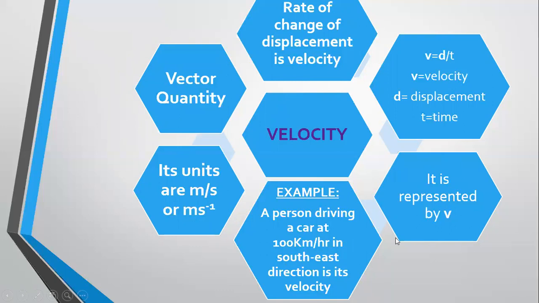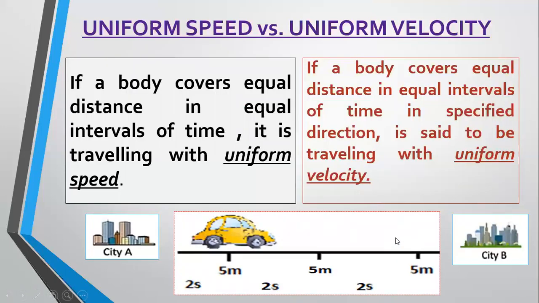So if a body covers equal distance in equal intervals of time, it is traveling with uniform speed. And if a body covers equal distance in equal intervals of time in a specified direction, it is said to be traveling with uniform velocity. So the difference between uniform speed and uniform velocity is only of direction. The magnitude, however, remains the same in both cases, that a body is covering equal distance in equal intervals of time.